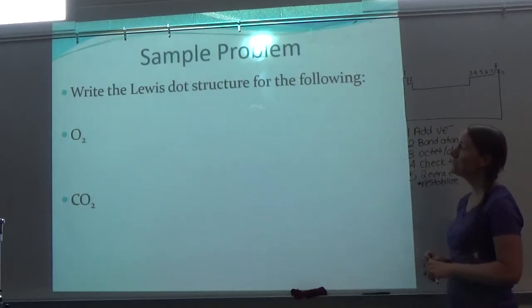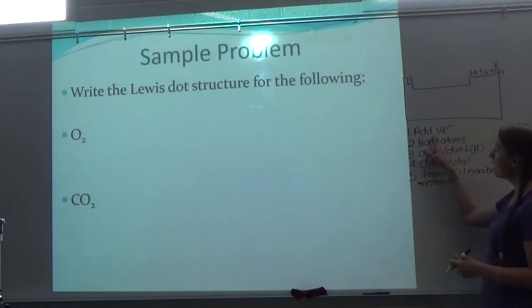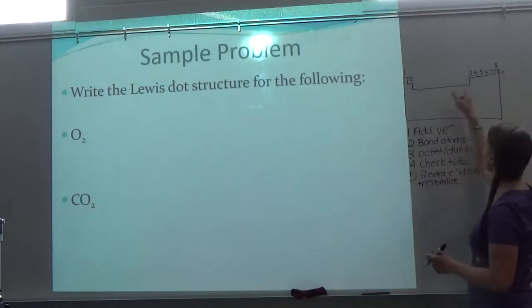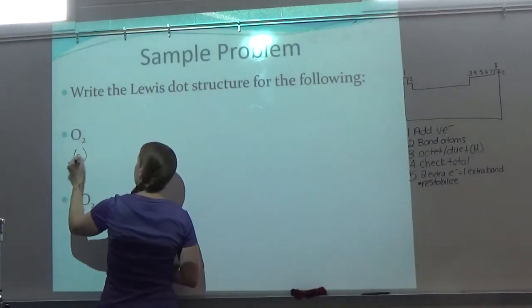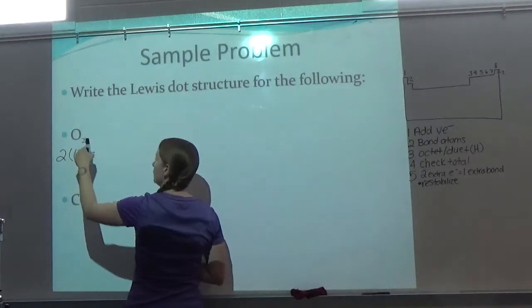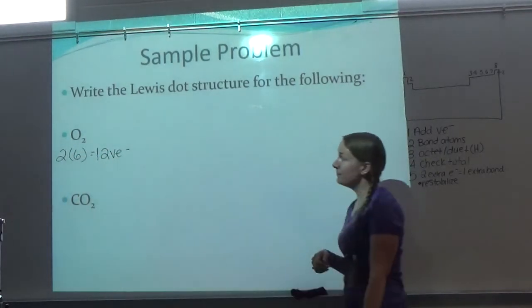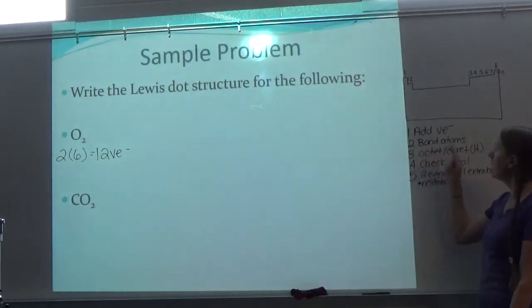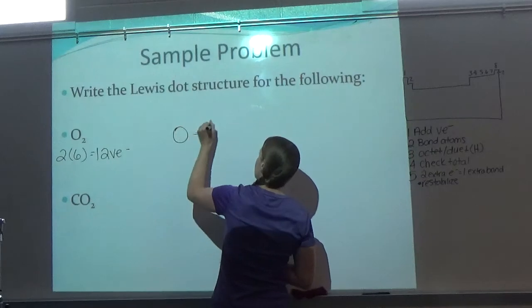Alright, so it says write the Lewis dot structure for the following. So we have O2. So first step is, of course, add our valence electrons. So oxygen is in group 16, so it has 6 valence electrons. But because there's 2 of them, I'm going to do 6 times 2, which gives me 12 valence electrons. Alright, so step 2 is bond the atoms. So since there's just 2 oxygens, my only option is kind of like this.